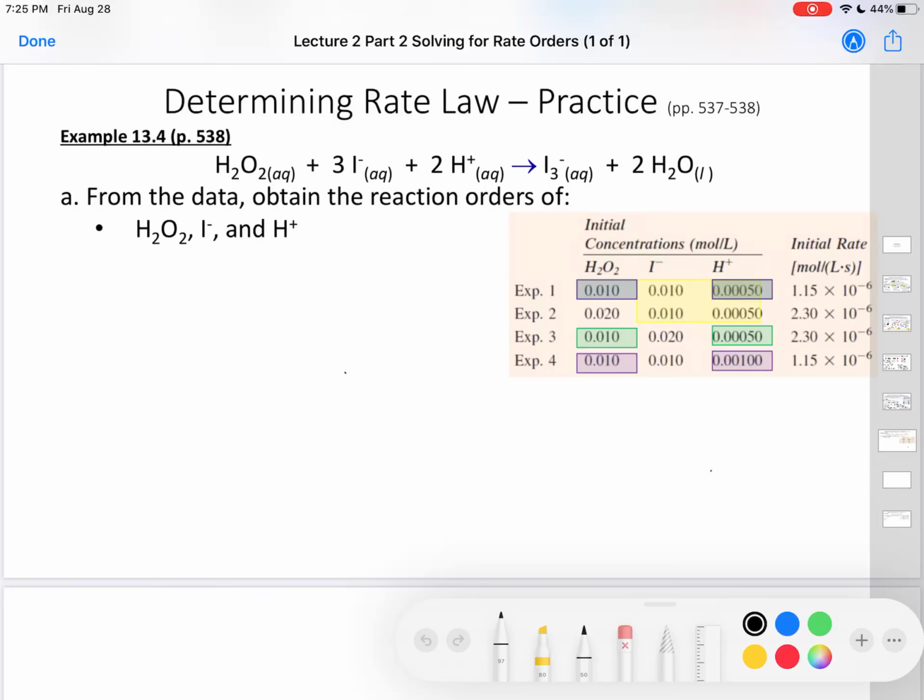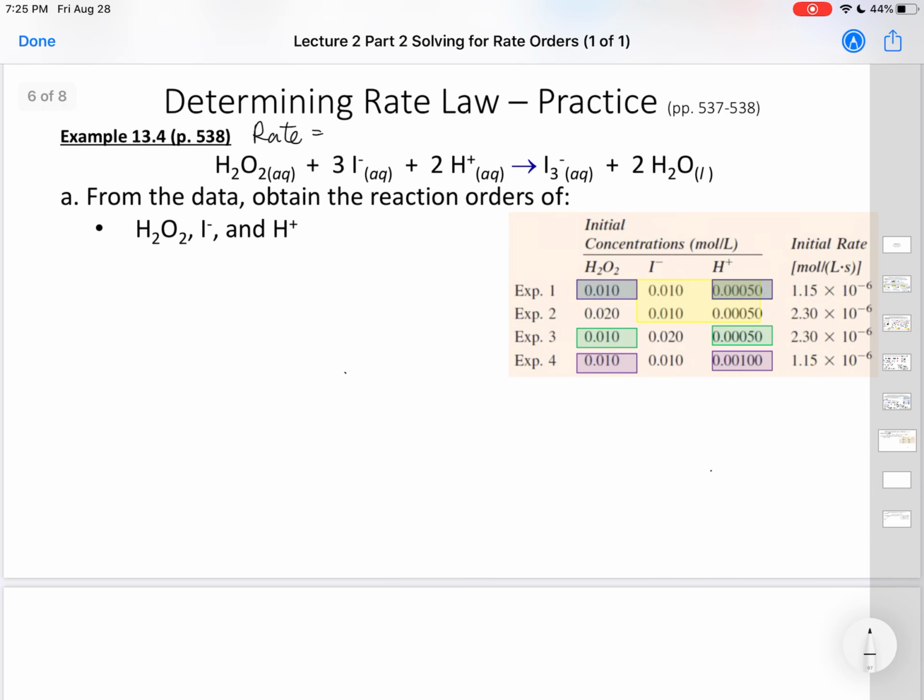This is going to be lecture 2, part 2b, on how to solve for rate laws for more complicated chemical reactions. So remember from the previous video that the rate is always going to be equal to k times the concentration of your reactants raised to certain powers. So in this case, your reactants are H2O2, I minus, and H plus, always raised to powers of m, n, and p. Those are the three variables the book chooses to indicate the order of the reaction.